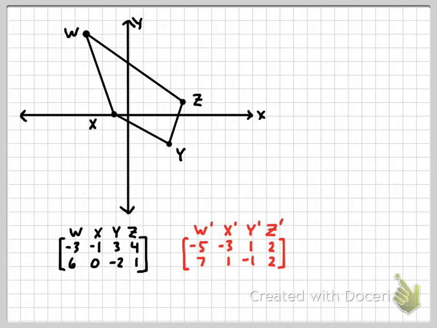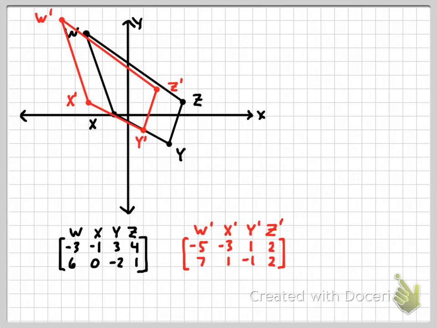So now let's go ahead and do the same thing with the image matrix here. We're going to graph the points -5, 7, -3, 1, and so on. So there are the vertices for the image, and here are the sides for the image. Voila, we've got ourselves a translation, and we use matrices in order to make it happen.